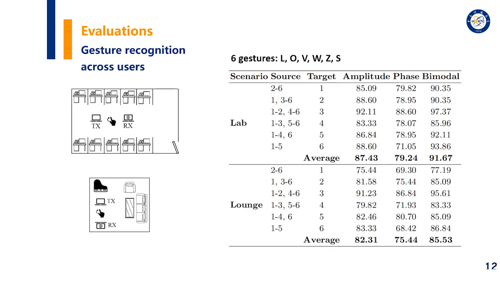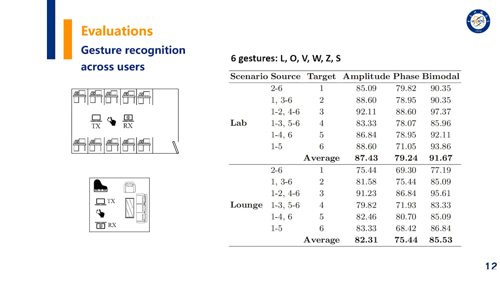We also collected data for gesture recognition in 2 scenarios, a lab and a lounge. 6 volunteers performed 6 gestures in both scenarios. The gestures were common letters L, O, V, W, Z, S. Each was repeated 20 times per person. For gesture recognition in the lab and the lounge, we took 5 users as the source domains and the left one as the target domain.